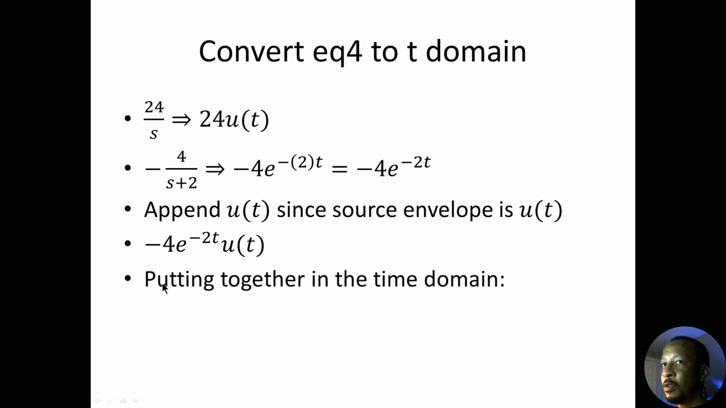So now you just put it all together in the time domain, and your final expression is that VA equals 24 minus 4 e to the negative 2t, all of that in parentheses being multiplied by U of T. And basically that is it for the derivation of what VA will be, going through the circuit and analyzing it in this way.